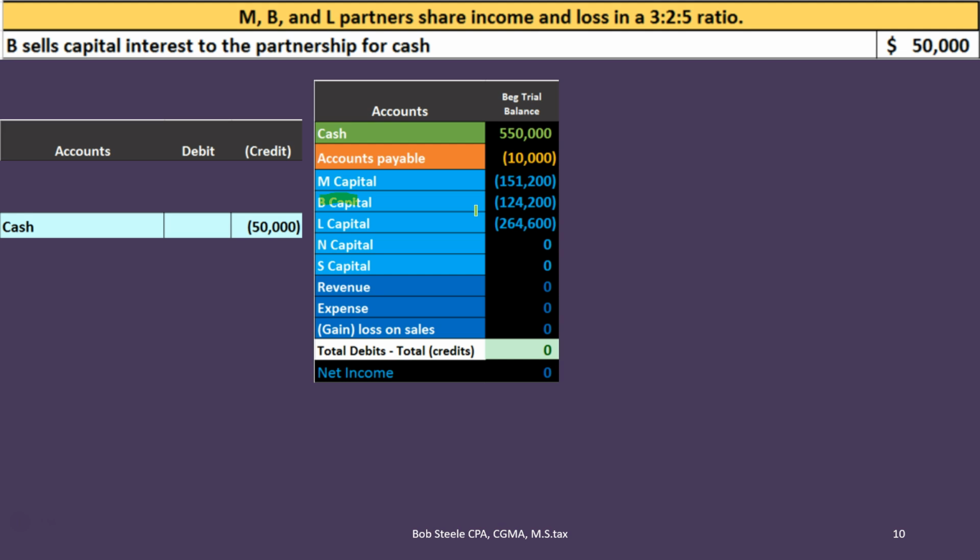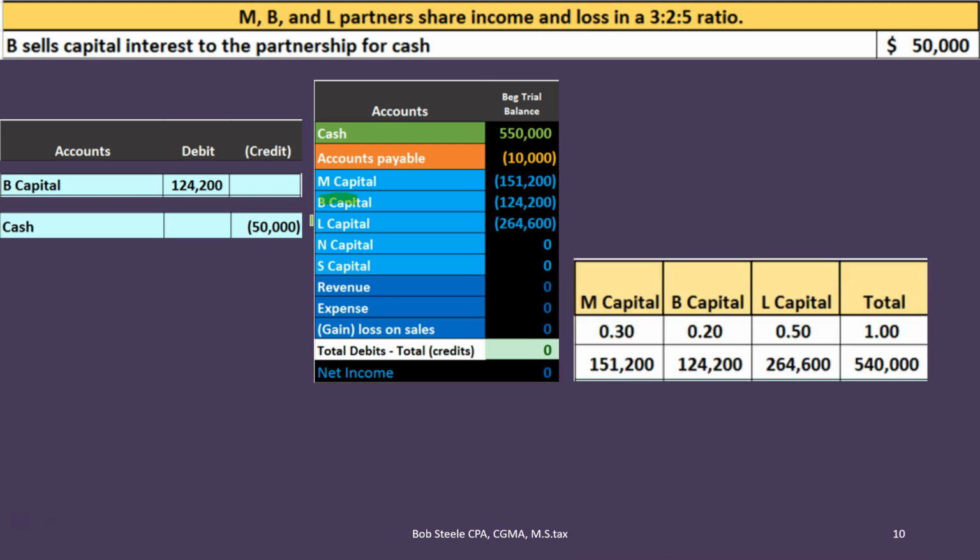We need to make it go down. Therefore, we're going to do the opposite thing to it, which in this case would be a debit. Now the debits do not equal the credits. We need more credits in this case, and the credits are going to go to M and L, the other two partners, and we're going to have to figure out how to break it out between those two partners.